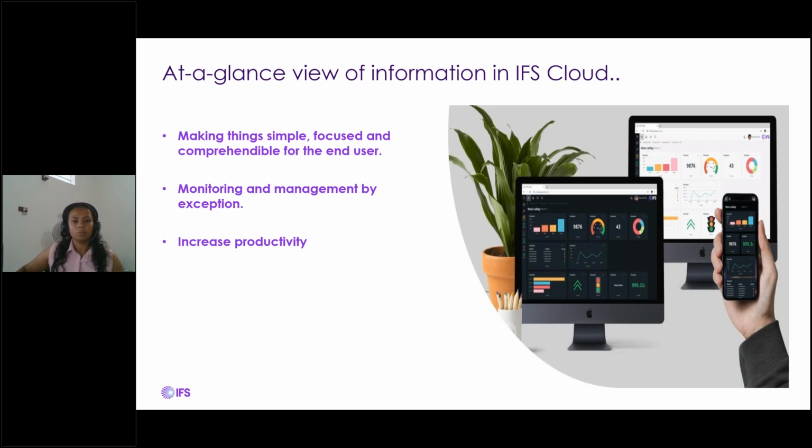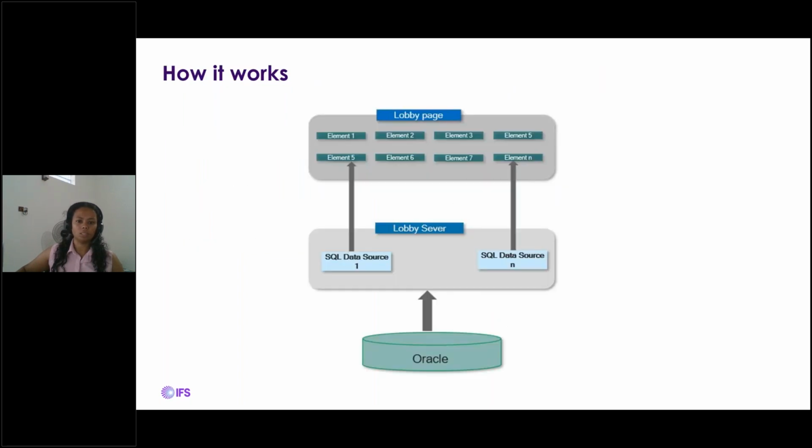When we talk about lobbies, we usually hear terms like lobby pages, elements, data sources, etc. So this is a simple picture of how all these things fall into place. A lobby page is what an end user would see. It is made up of pre-formatted data blocks that we call lobby elements. So a page can contain one or more lobby elements.